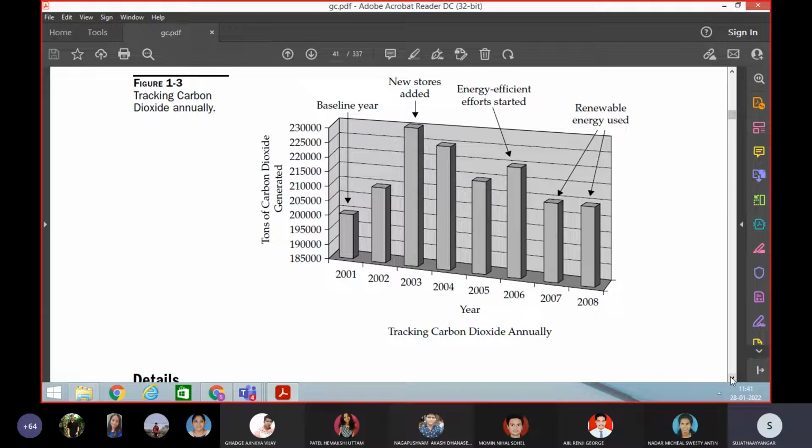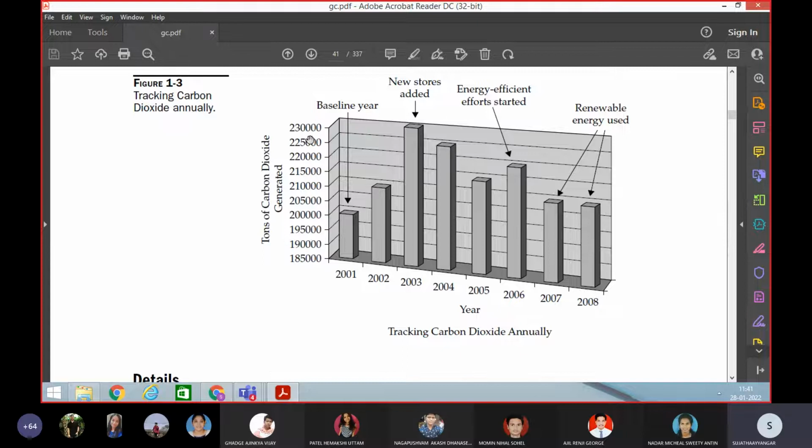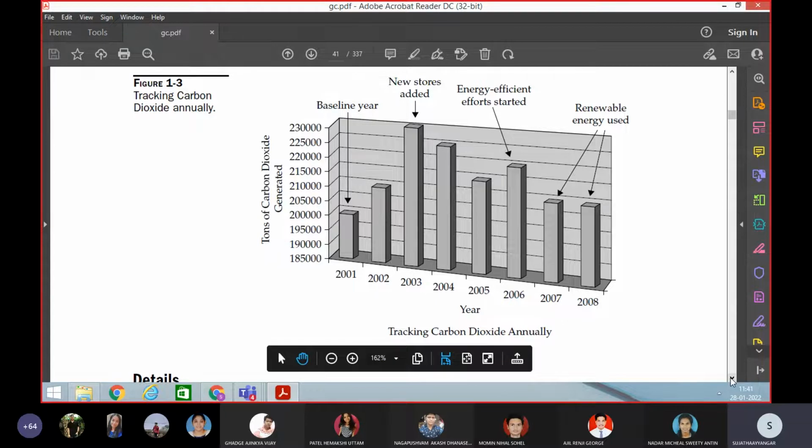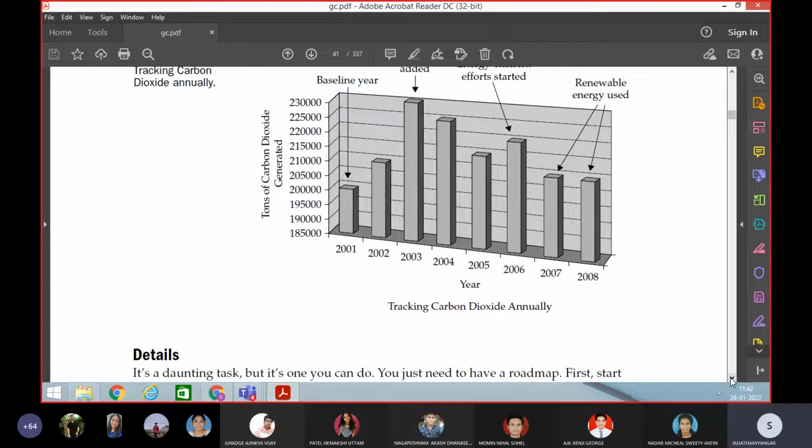Yesterday we were discussing tracking carbon dioxide annually. You needed to set the baseline, then continue. We have seen how many tons of carbon dioxide were generated in each year, and what could be the reason for that. So this is the baseline. At first the tower is very small, then slowly this also increases and this also increases. In that way we can track the carbon dioxide. We will learn in detail.